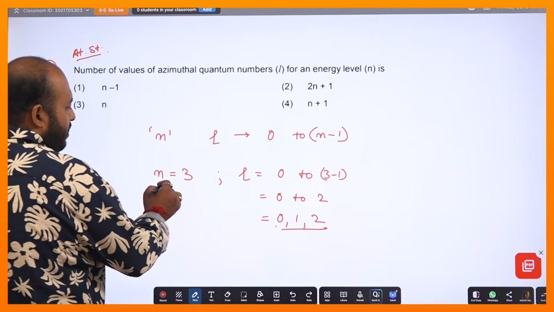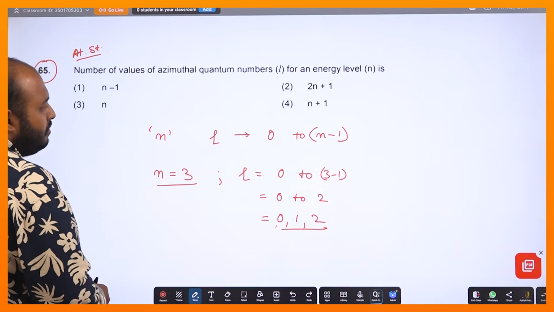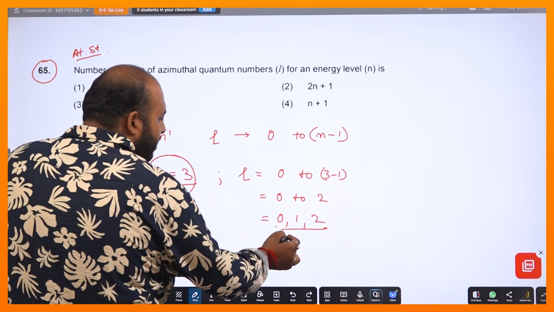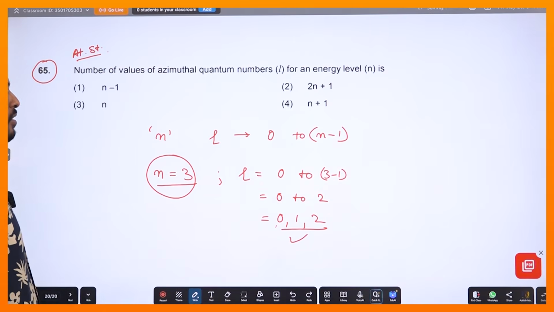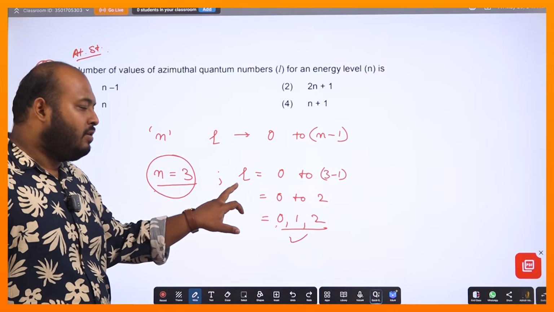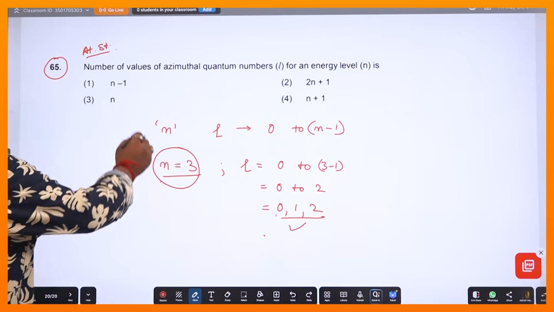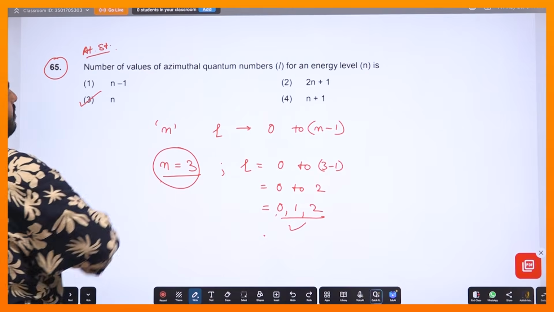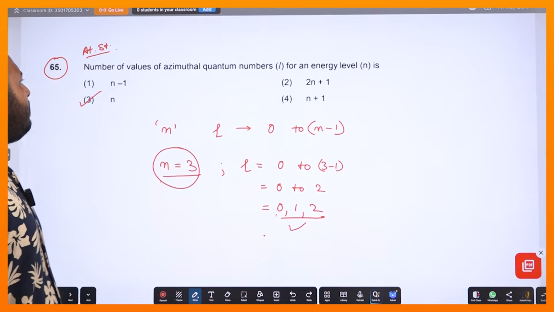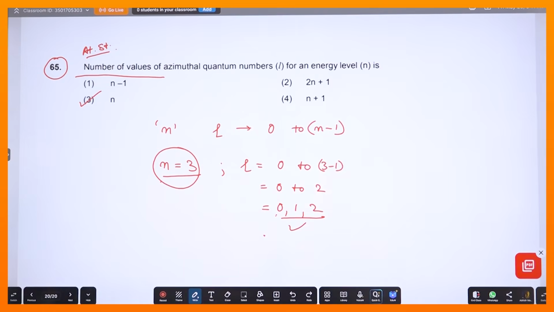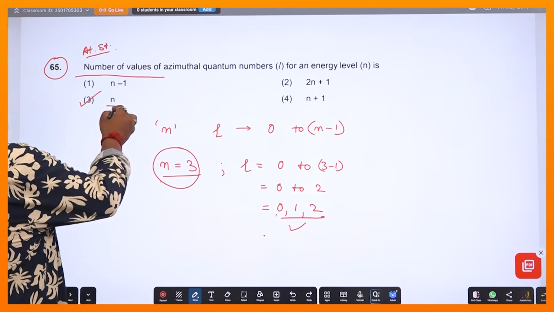So the N value is 3 and the number of L values we have got for N value 3 is also 3. So we can simply say that the number of values, remember that it is asking the number of values, will also be equal to N in this case.